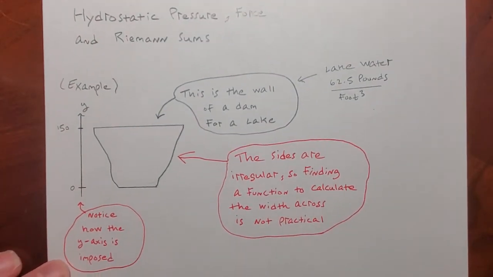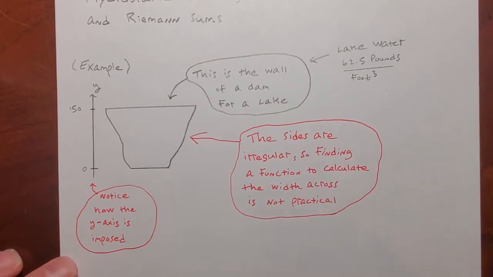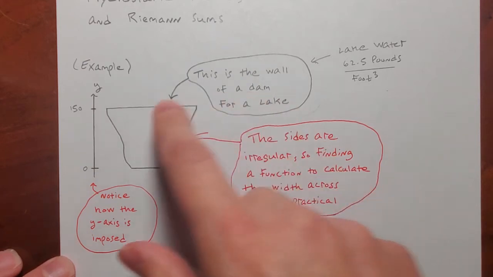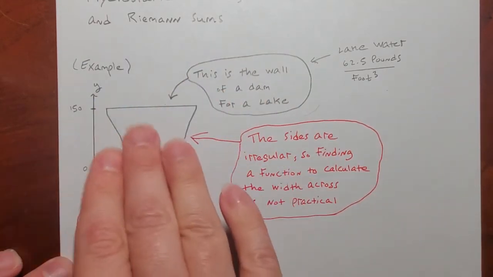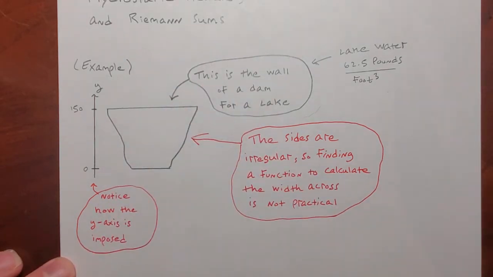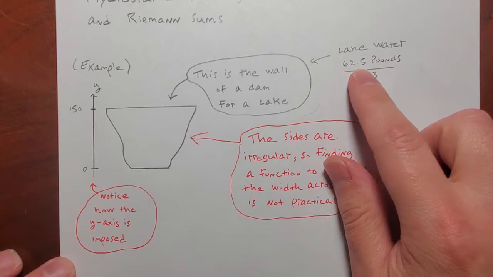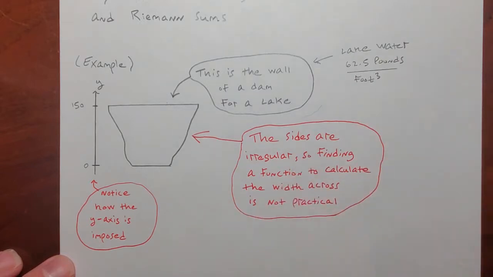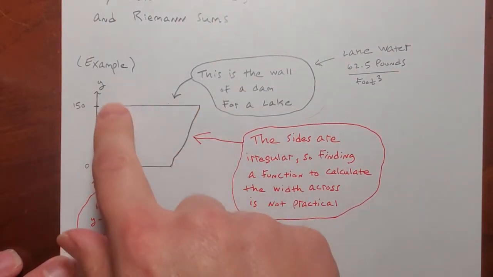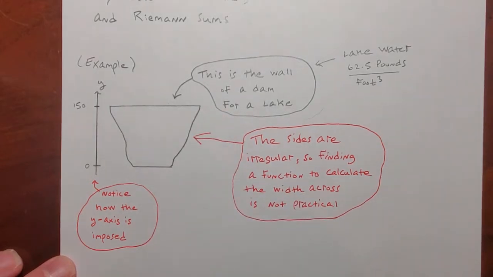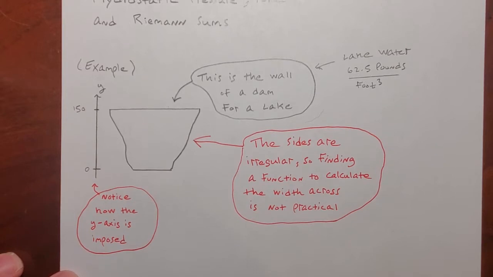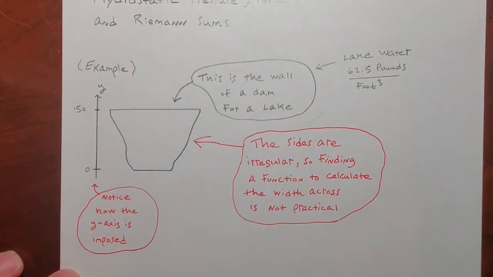So in order for me to tell you how and why that is, let's take this example. Suppose that this is the wall of a dam for a lake. There's a reservoir of water behind this wall containing a lake. The lake water we'll say has a density of 62.5 pounds per cubic foot. What makes this different than other problems I've done in the videos is the sides of this are irregular. They're not a line or a circle. They're kind of wiggly, so finding a function to calculate the width across is not going to be practical. If this was a perfectly straight line, that'd be a different story, but it's not.